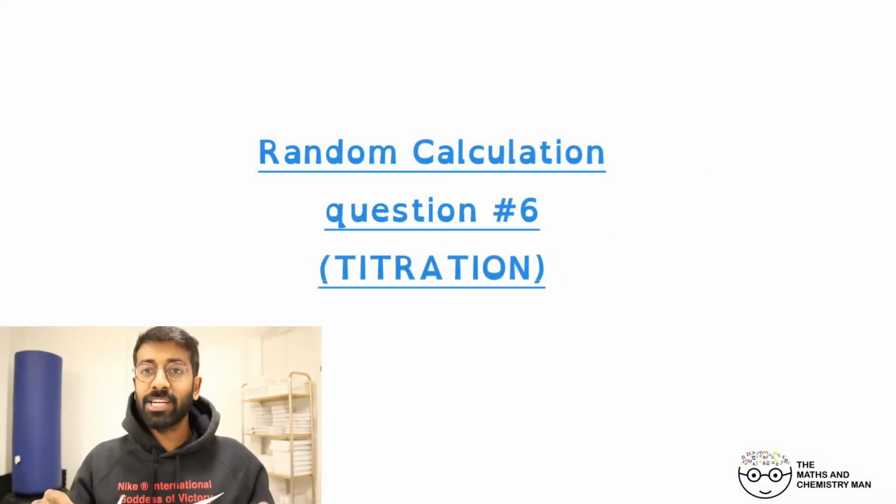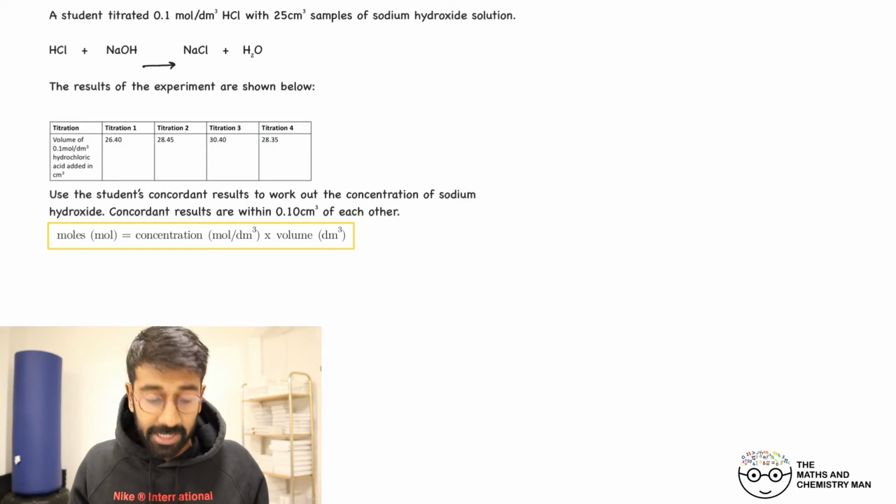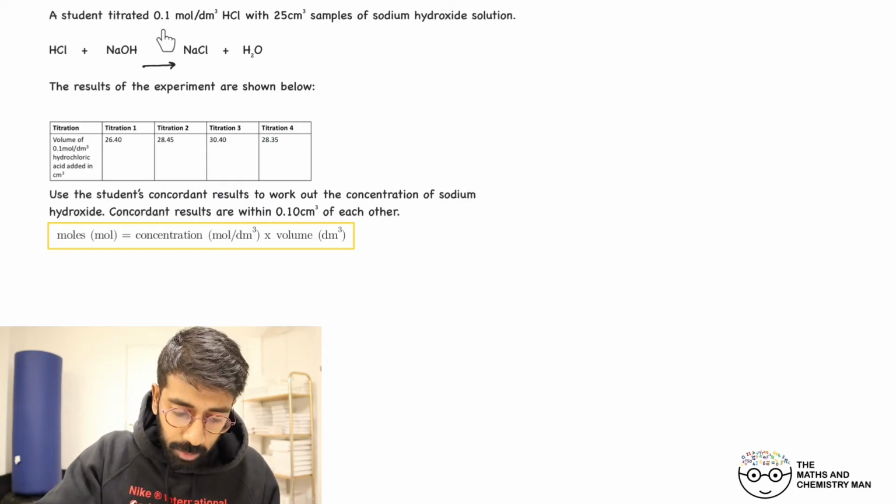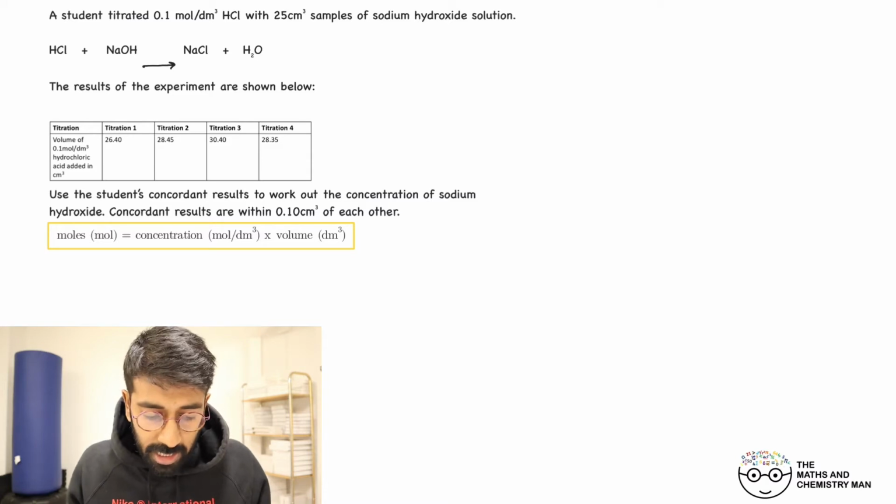Okay, we've got calculation question number 6. And here it is. It's all about titrations today. So a student titrated 0.1 mole per dm cubed of HCl with 25 cm cubed samples of sodium hydroxide solution.